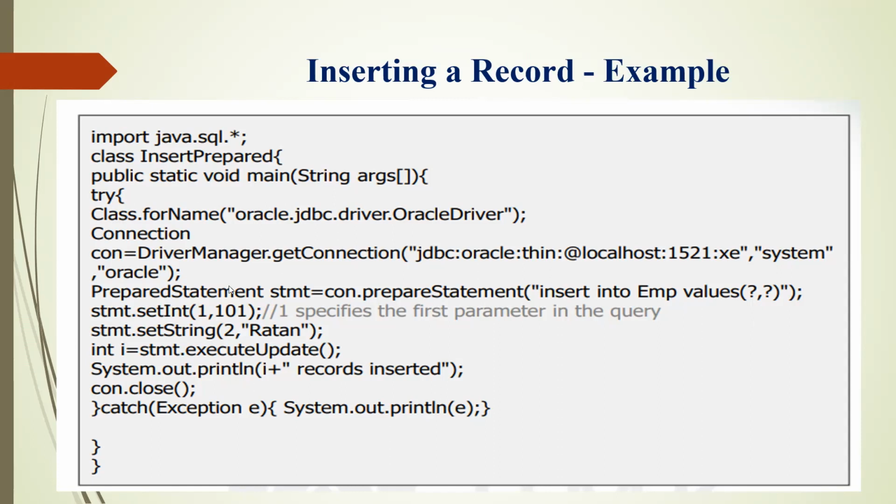Then the prepared statement object name is stmt. With the help of that, we have to insert the new values into the first row of the database. So statement.setInt(1, 101). In the first column, 101 will be inserted. Since it is an integer, we use the method setInt.